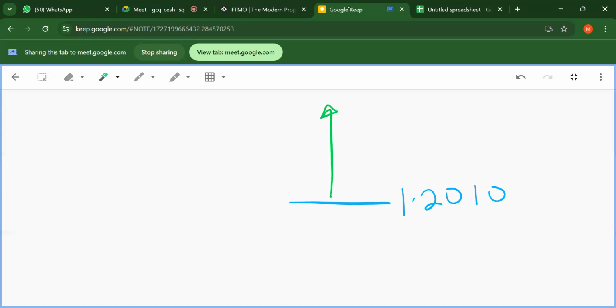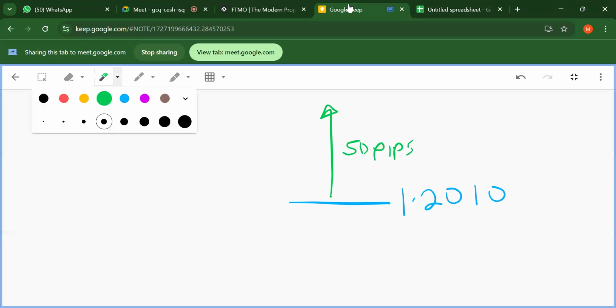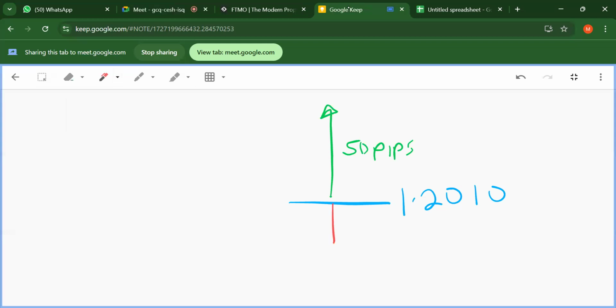So if it goes up by 50 pips, I will exit. But if it goes against me by 10 pips down, because I'm expecting the market to go down, I will be losing money. So I'm willing only to lose 10 pips. So that is where we were. So I was asking, now all of us will do this.